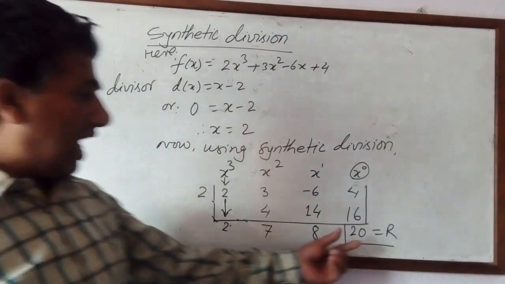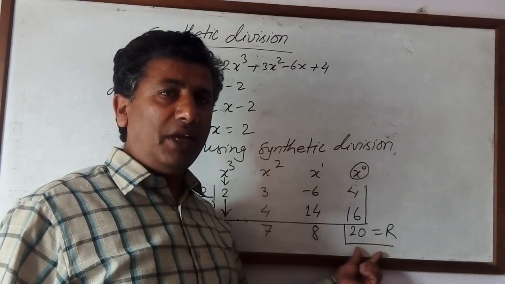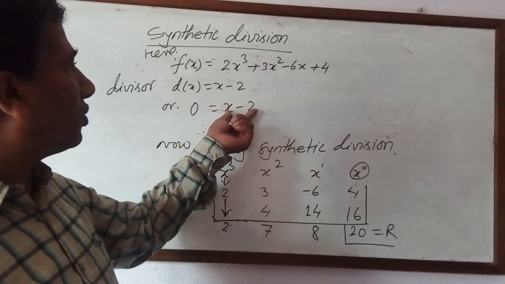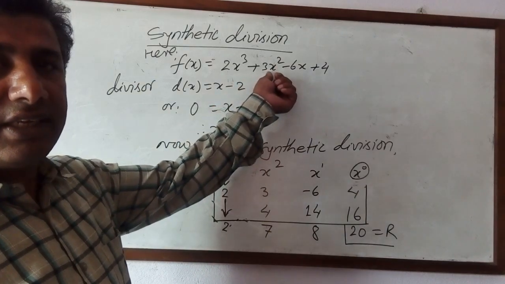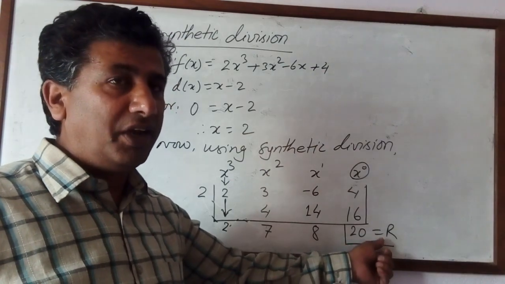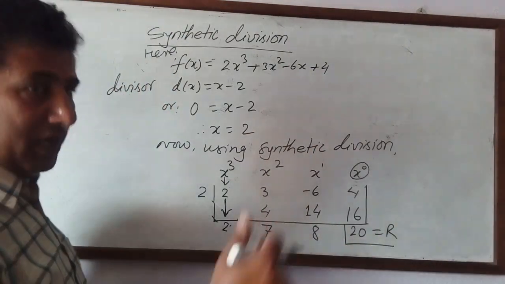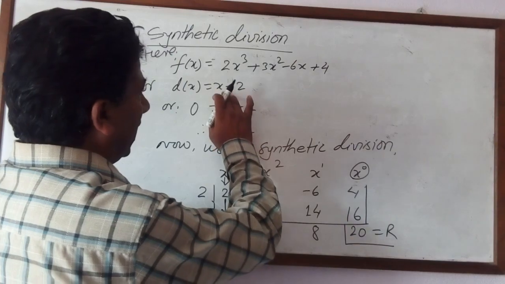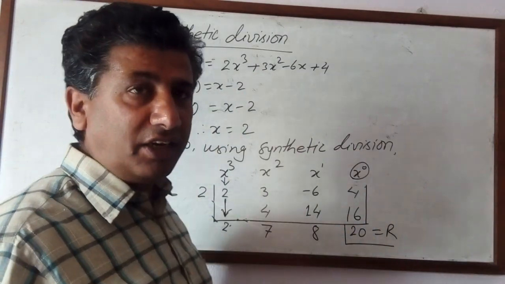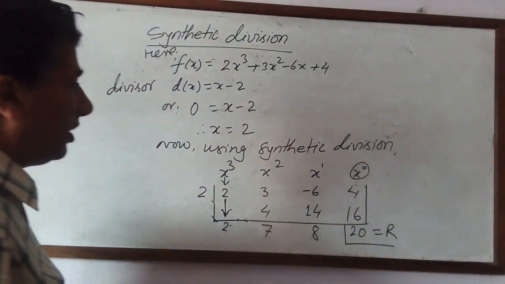Now this last number is the remainder. It means x minus 2 cannot divide this polynomial exactly; there is a remainder of 20. That is why, by the factor theorem, x minus 2 is not a factor of this polynomial, because the remainder is 20, not 0. This is the link between remainder and factor theorem.